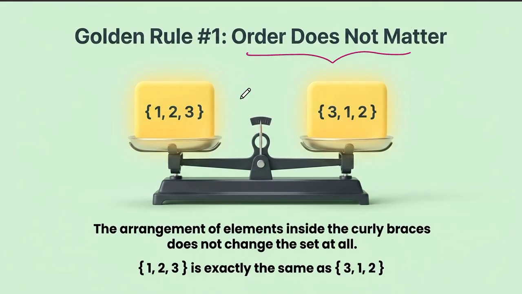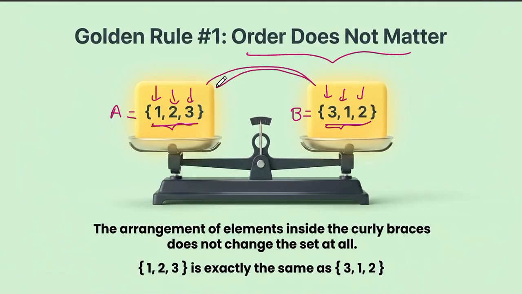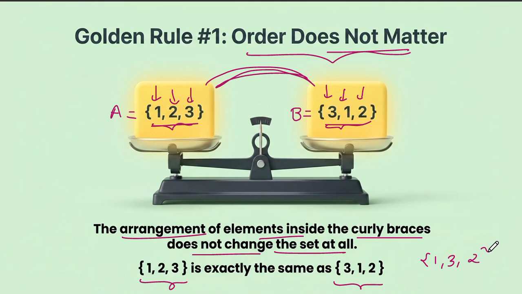Now the next thing is order. Order doesn't matter. Suppose in the set, let's say set A, we are writing 1, 2, 3, and in another set, let's say B is equal to 3, 2, 1. In both sets, a total of 3 numbers are there. Here 1 is there, 2 is there, 3 is there. Here also 1 is there, 2 is there, 3 is there. That means both these sets are equal. Order does not matter. You can write down the elements in any place. Order is not important in the set. So the arrangement of the elements inside the curly bracket does not change the set at all. You can write down 1, 2, 3 as 3, 2, 1, or we can write 1, 3, 2 like this also. It is the same thing.